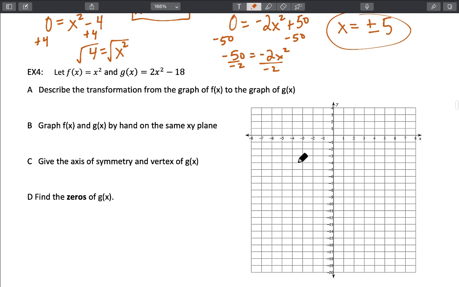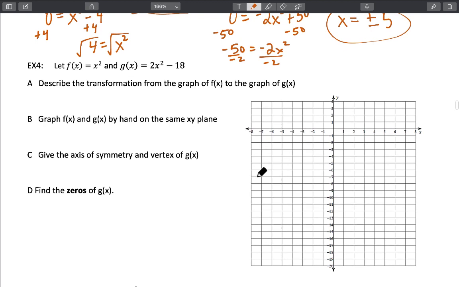Moving into example 4. We've got a little bit more of a complicated graph, but you can do it. You are pretty well versed here in how to find all of these. We have the parent function, f of x equals x squared, and g of x is the transformed function. So we have an a value here of 2 and a c value of negative 18. Let's describe that transformation. Well, this is going to be a vertical stretch by 2. And it's going to be a vertical translation down 18.